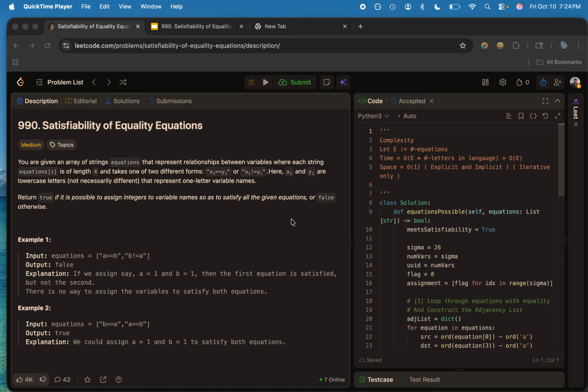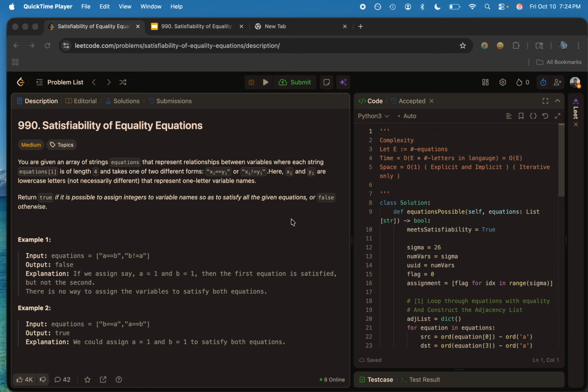Hi everyone, today I'll be going over problem number 990, satisfiability of equality equations. So this problem at a high level is asking if we can or cannot solve a system of equations. That is, is there a solution?